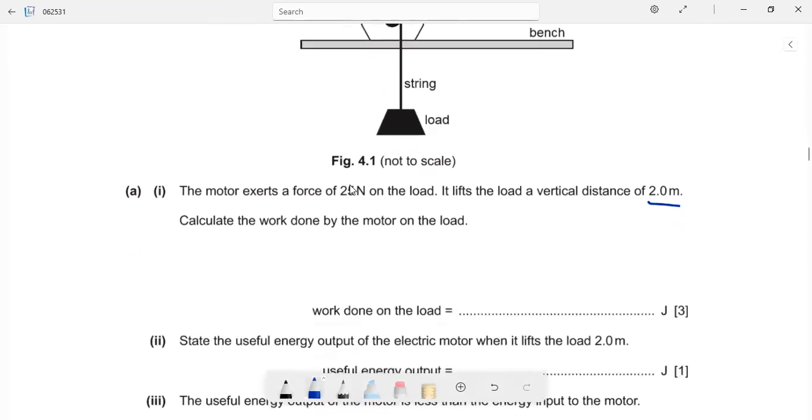Calculate the work done. We know work done is equal to force into distance in the same direction. So here force is 25 newton and distance is 2 meter. So the answer will be 50 joule. 25 into 2 newton meter, that is joule.